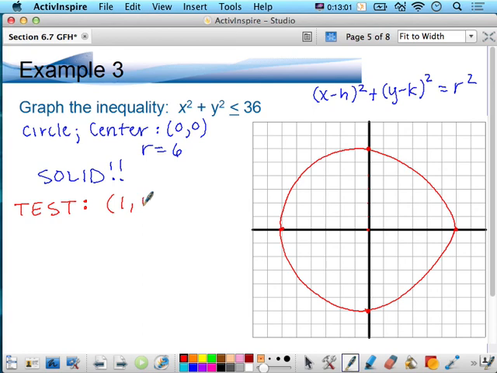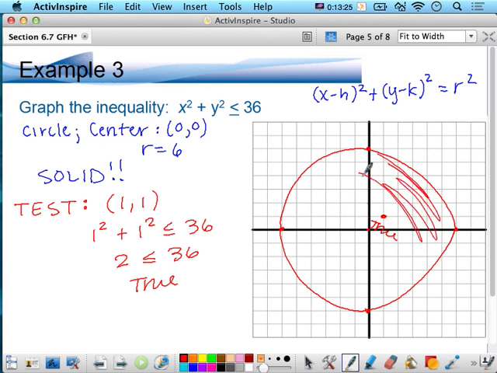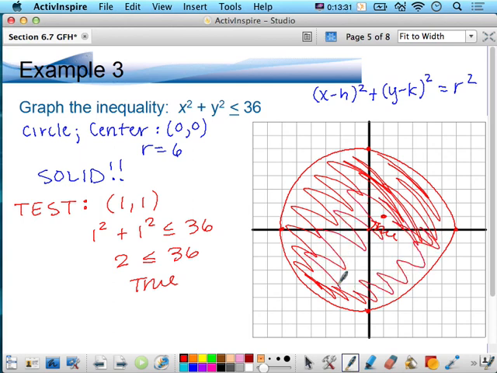If I test the point 1, 1 and substitute into the original, I get 1 squared plus 1 squared is less than or equal to 36. Is this true or false? It's true. So that means I should shade where? Inside. If it were false, I would shade outside. So this was my test point, and since it made it true, we want to shade inside. I've told you before that I'm not a very good shader. I'm also not a very good circle drawer, apparently. If I picked a point outside the circle and substituted it in, would that make it true or false? False.